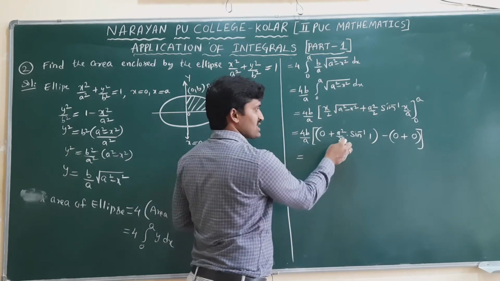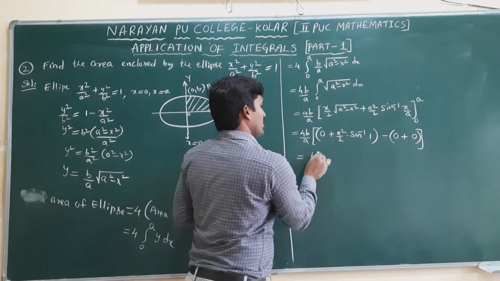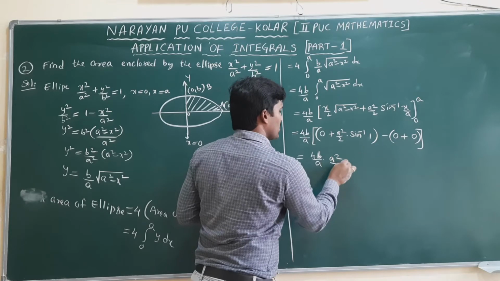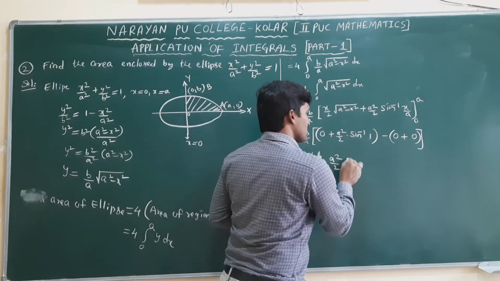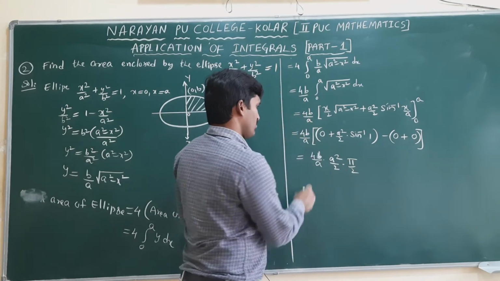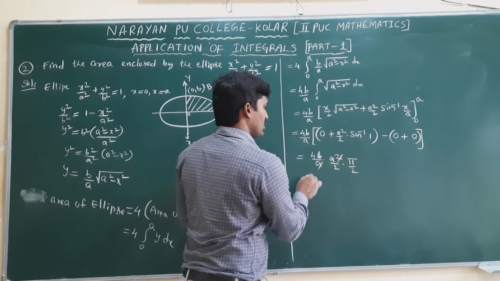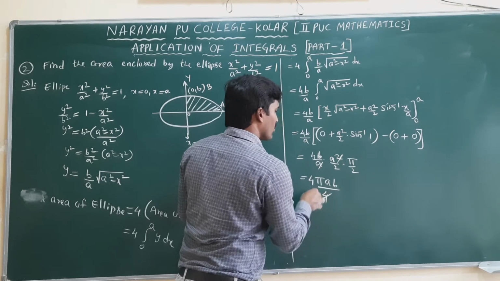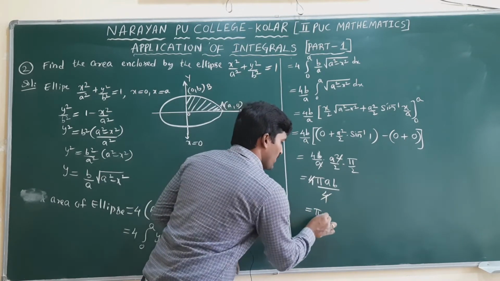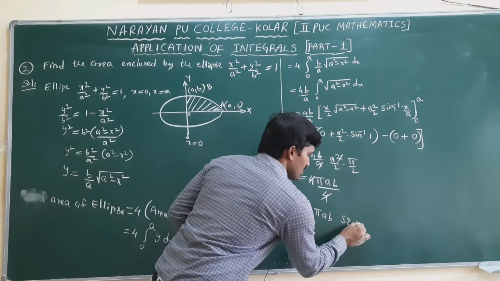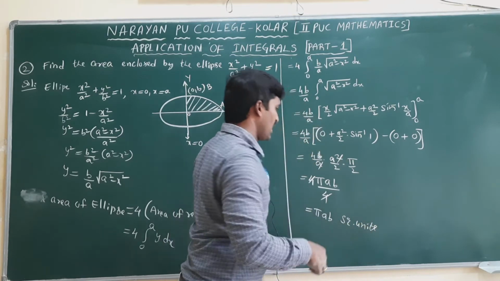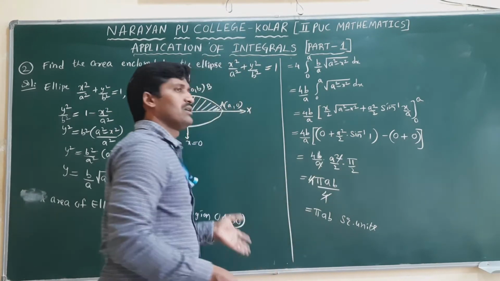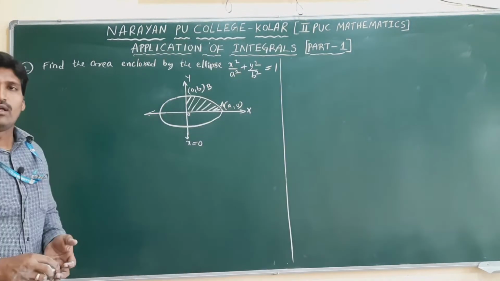What remaining value is left inside? a square by 2 into sin inverse 1. Outside is 4b by a into a square by 2 into sin inverse of 1, which means pi by 2. Now one a value cancels. 4 pi ab by 2, 2 twos are 4, 4 cancels. That is pi ab square units. We already know the area of ellipse formula is pi ab. That is the answer we got based on the definite integral concept.